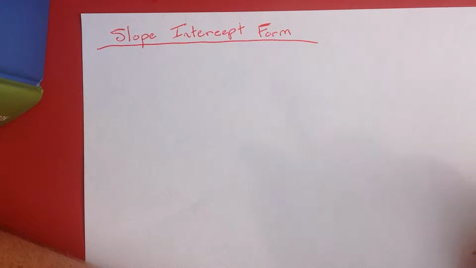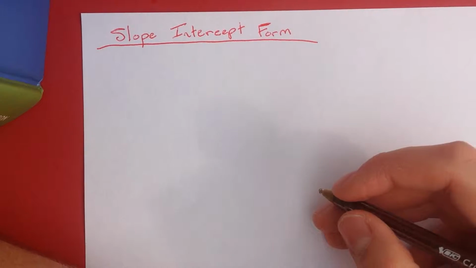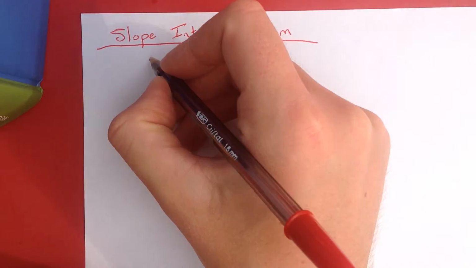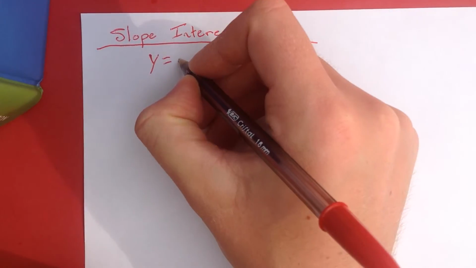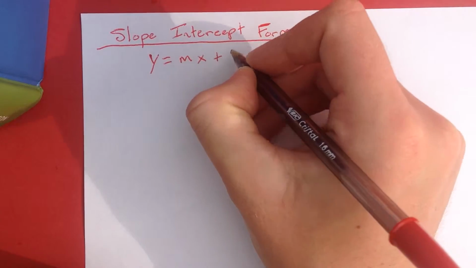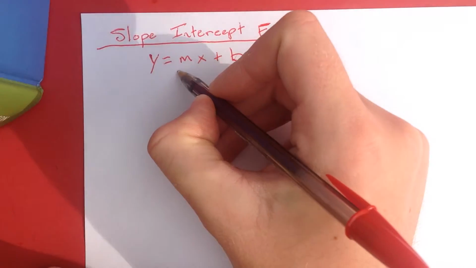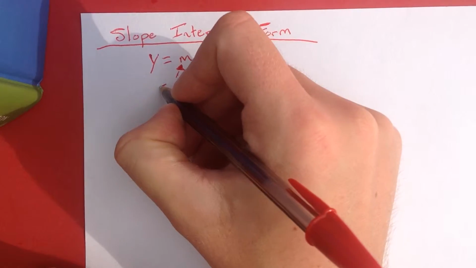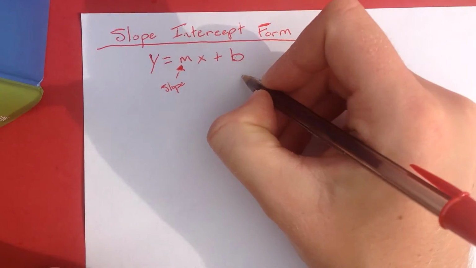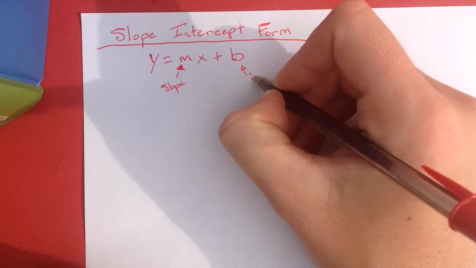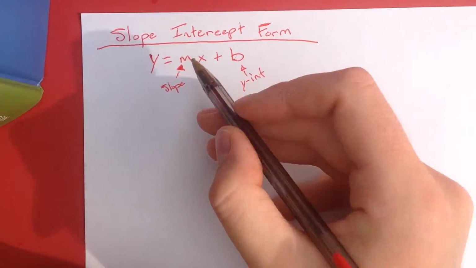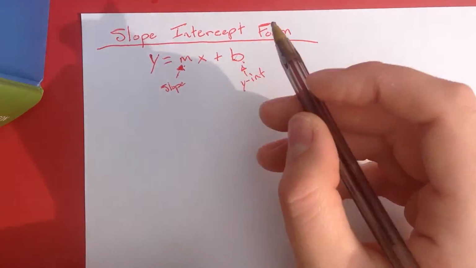So let's introduce the concept of slope-intercept form. Now, slope-intercept form comes in an equation that looks like this. It's solved for y. M represents your slope, and b represents your y-intercept. So we have our slope-intercept form.